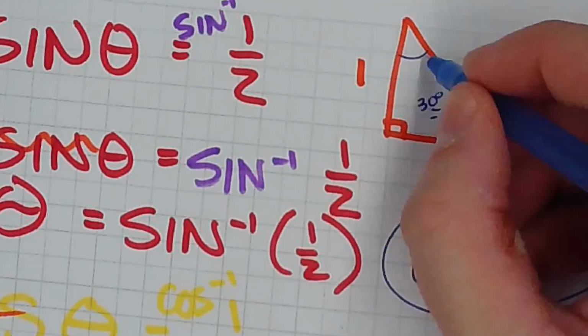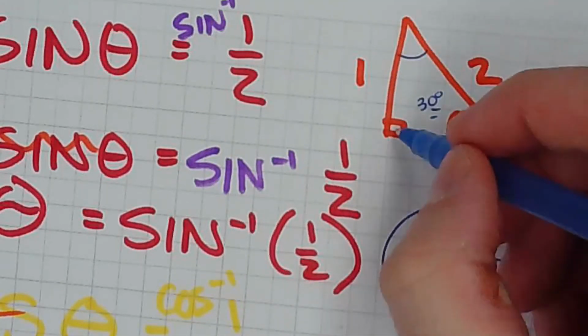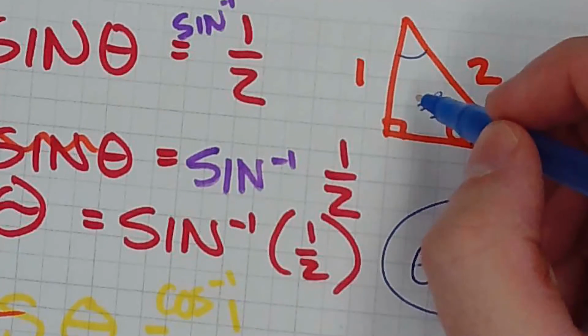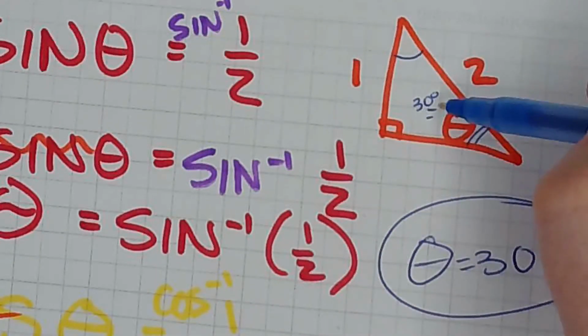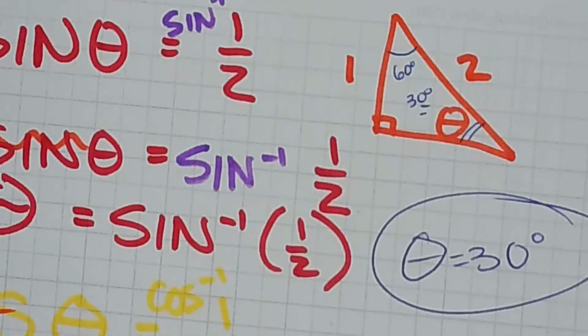This angle is 30. That's 90 on the other side. So this has to be 90. What do the interior angles of a triangle add up to? 180. So we have 90 and 30. That makes 120. So what is this going to be? 60.